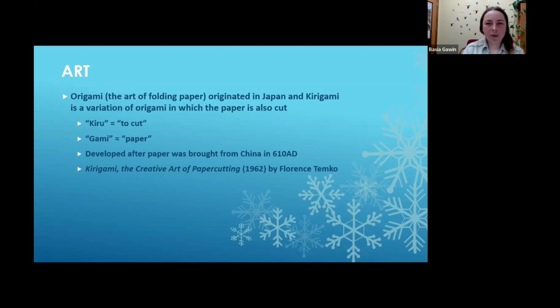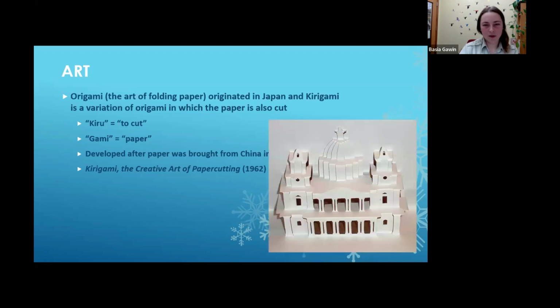And in the US, people started being more interested in kirigami in 1962 with the publication of a book by Florence Temko. And so when we're talking kirigami, we're talking something like this example here. It's one sheet of paper, but because of those folds, those cuts, you can make a 3-dimensional shape.